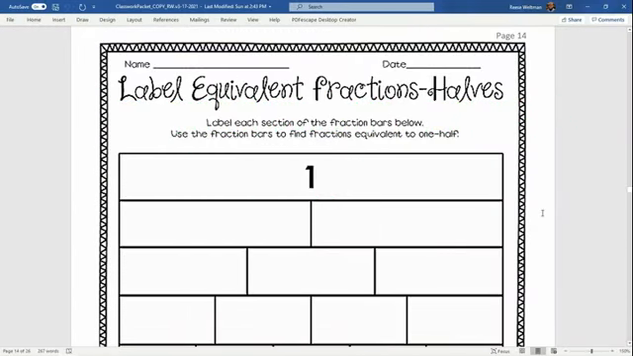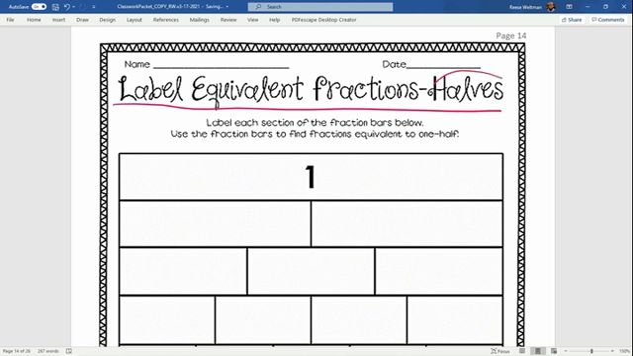Yesterday, but you guys are already really good at it. We're labeling equivalent fractions to halves. We are labeling halves. Equivalent fractions to halves. We're starting with one whole on top, okay?